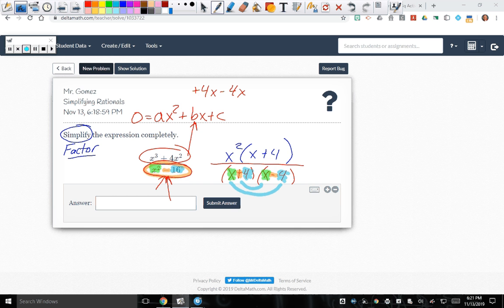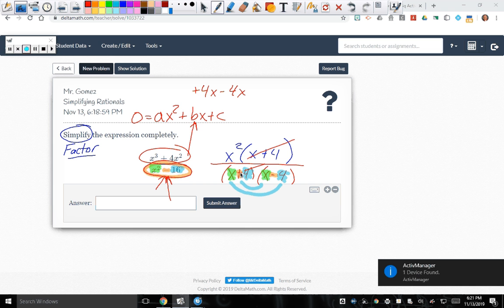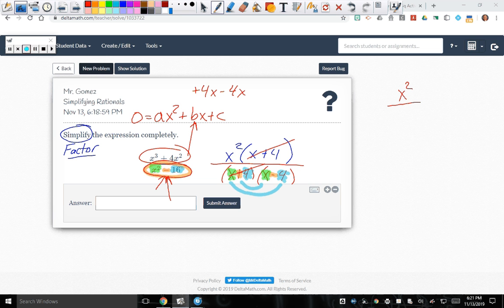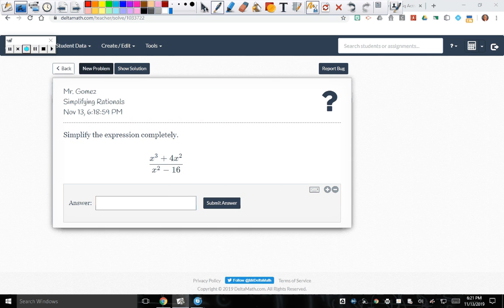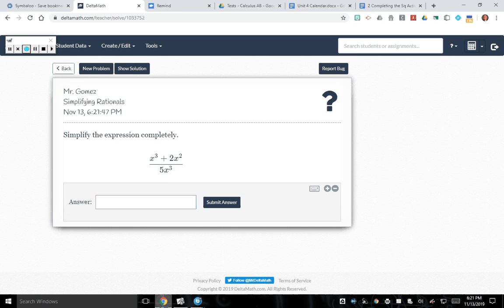Okay? Alright, so what cancels? X plus 4. The whole thing cancels, right? So that my final answer would be what? X squared over x minus 4. Cool? Alright, so let's see if we can find other ones. Maybe one more on this section that we haven't done yet.